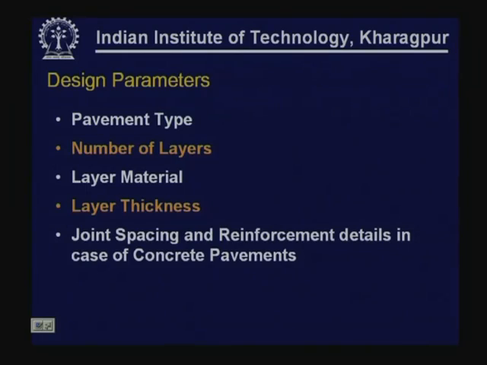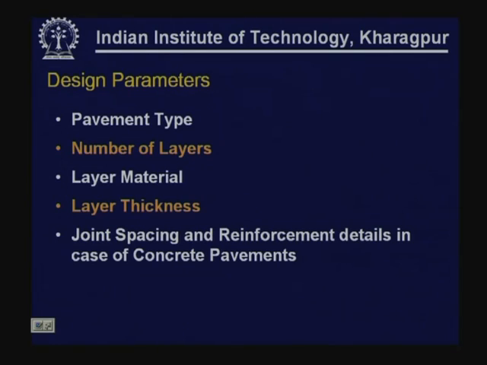What are the main design parameters that we have to select in designing any pavement? The first one is, what is the type of pavement we are going to adopt in a given situation, whether it is going to be concrete pavement, flexible pavement, some other unconventional pavement, or a combination of these things.